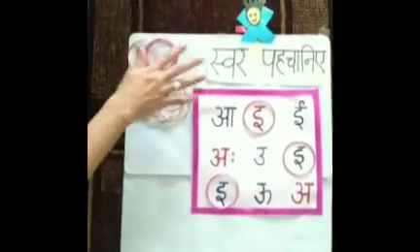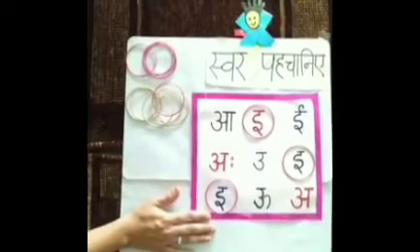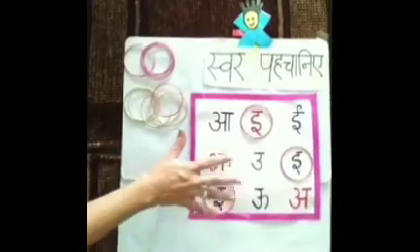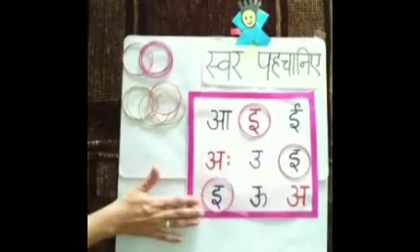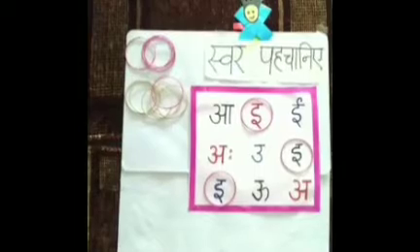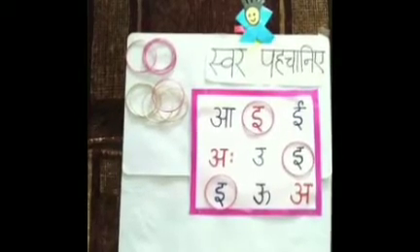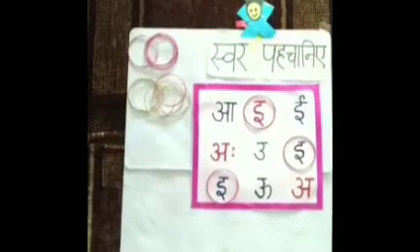So likewise, children, see, we have done recognition of Swar and we have put the bangle on Swar E only. Whenever you get the time, children, do this activity and learn recognition of Swar in a playful manner. Thank you. Happy children? Now let's learn to write Swar E in 5 lines.